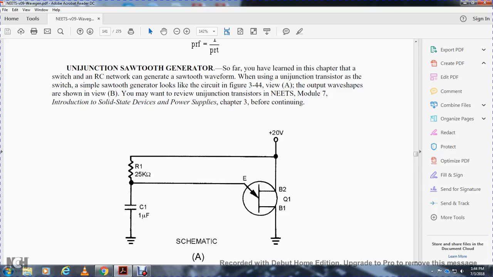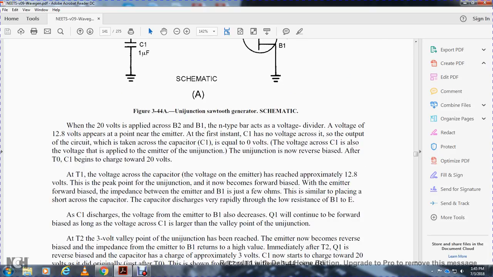In the schematic, the capacitor is 1 microfarad, the resistor is 25 kilohms, and the supply is 20 volts, applied to base 2 with base 1 grounded and the emitter going to the capacitor. When the 20 volts is applied across base 2 and base 1, the voltage divider places about 12.8 volts at the point near the emitter. At the first instant, capacitor 1 has no voltage across it. The output of the circuit is taken across capacitor 1, equal to 0 volts. The voltage across capacitor 1 is also the voltage applied to the emitter of the unijunction.